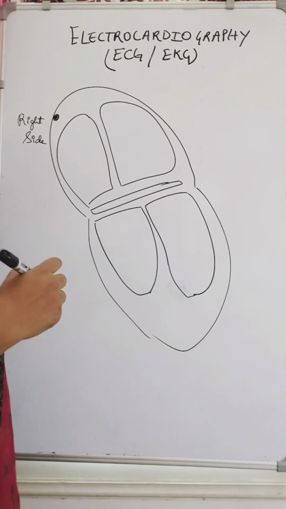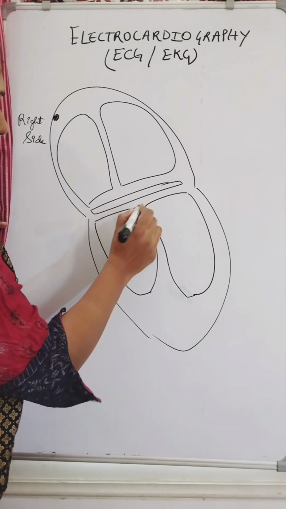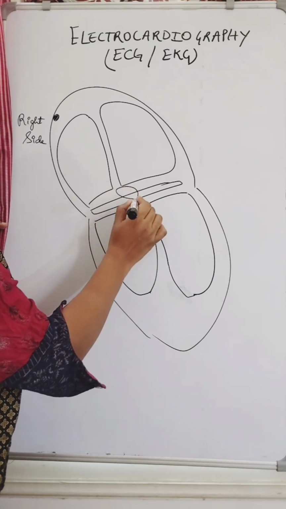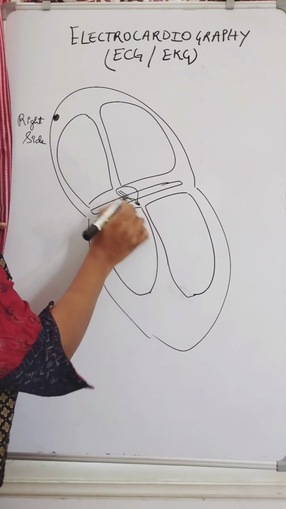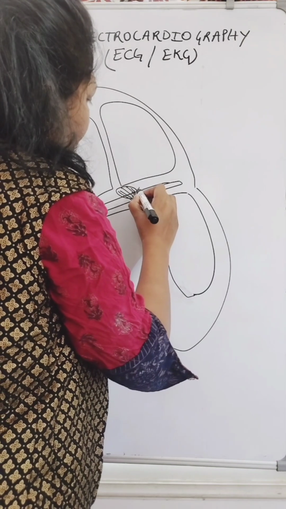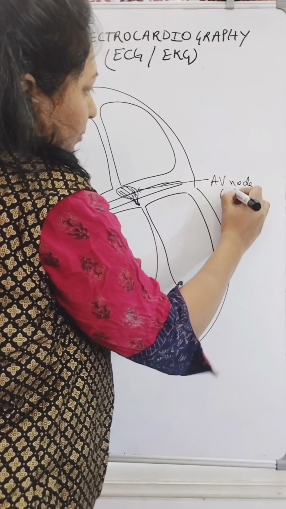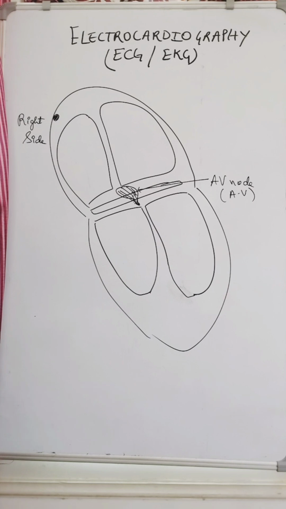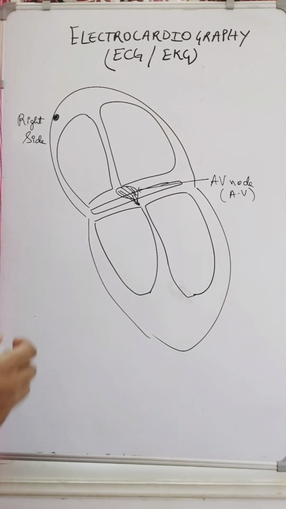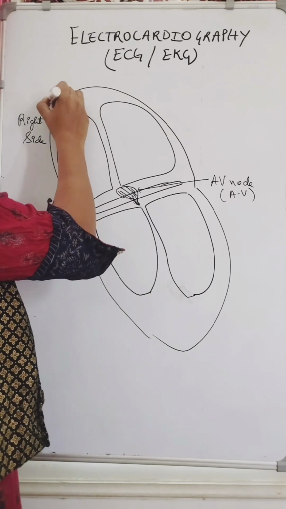And the second important node which is present in our heart between the atrium and the ventricular junction is called the AV node. It is almost like a pear shaped small mass of cells. It is the AV node, which is located between the AV junction. So what happens now is that the electric impulses always begin from the SA node.